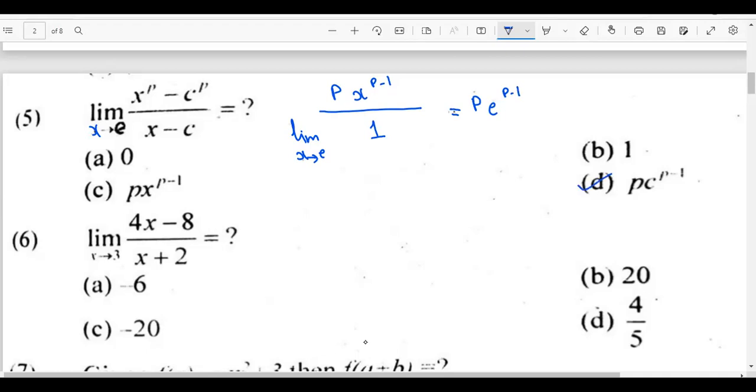Once you know it is indeterminate, we will be using L'Hopital's rule. For L'Hopital's rule, you need to differentiate the numerator and denominator. The derivative of the numerator would be this, because we need to differentiate it with respect to x, and the derivative of the denominator would be 1. So in short, we are left with this function, and now we plug in the limit, that is e. This is what we are getting, and the answer is D.